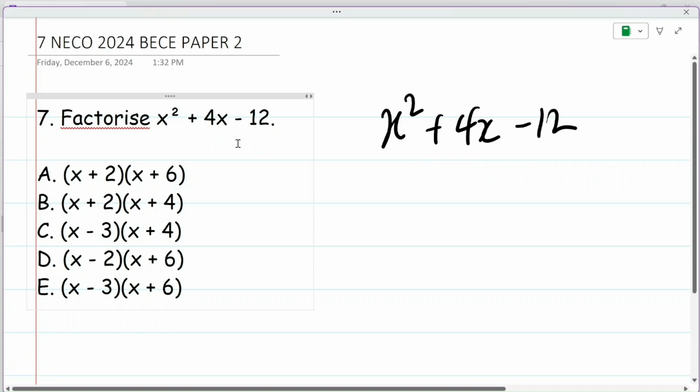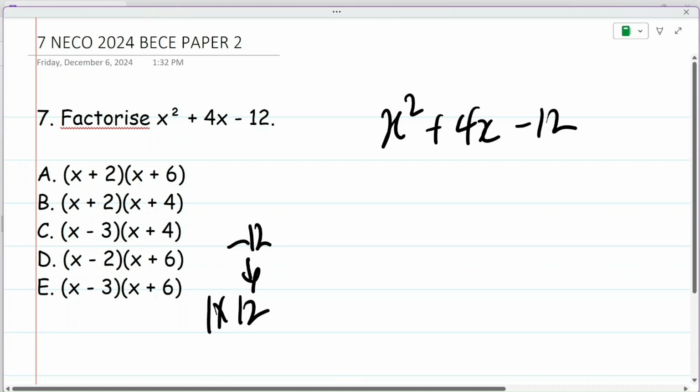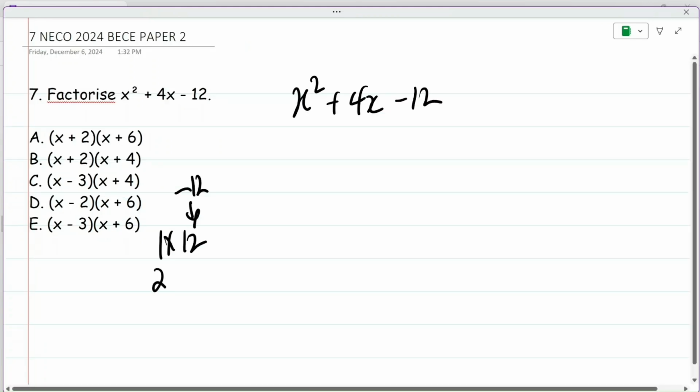Let's just write it out. We're looking for two numbers where we multiply and get minus 12. Let's concentrate on the 12 first without the minus. What are the numbers that you can multiply to get you 12? You have 1 times 12 will give you 12. You have 2 times 6 will give you 12. And you have 3 times 4 will give you 12.